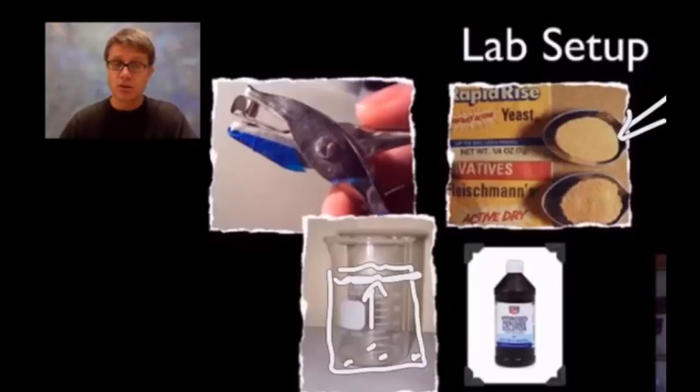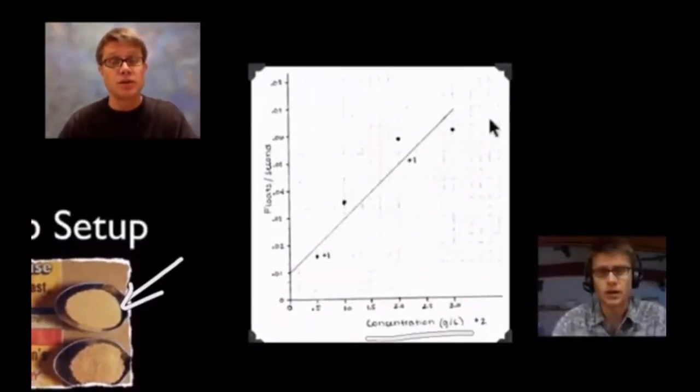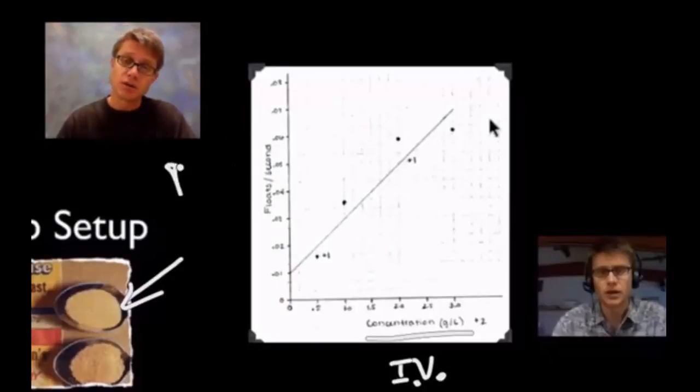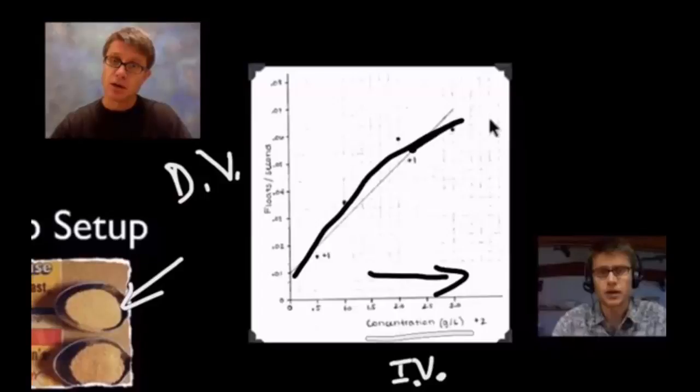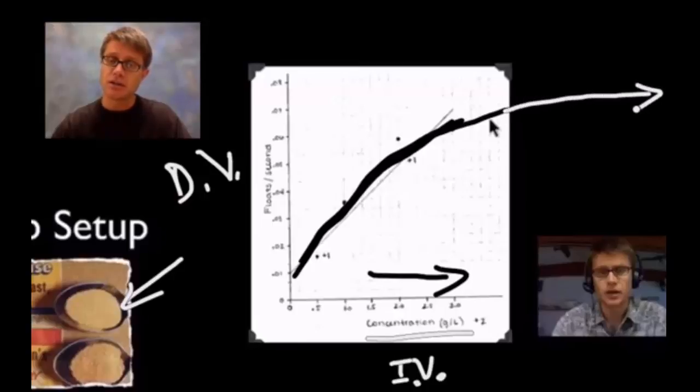And so what we're varying, or the independent variable, is going to be the amount of the enzyme, and the dependent variable is going to be how long it takes for them to float, or the number of floats per second. And so you could imagine, if I increase the concentration of the enzyme, we're going to increase the rate of the reaction. But eventually, you can see how it starts to level off here. Eventually, if you have enough of those, it's going to level off.